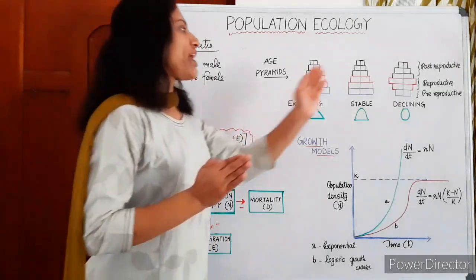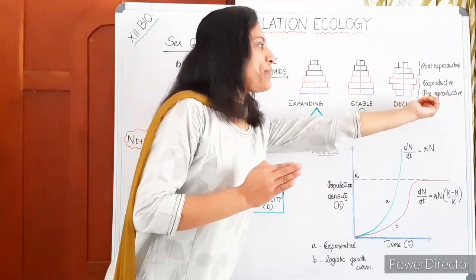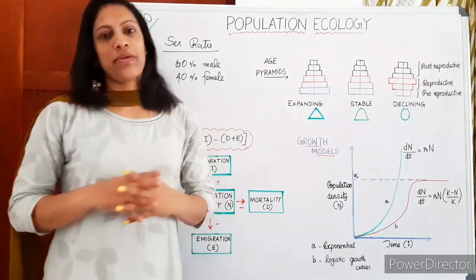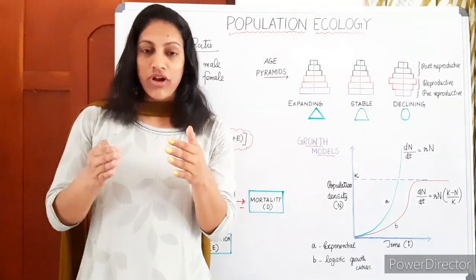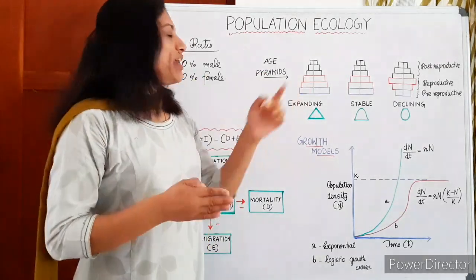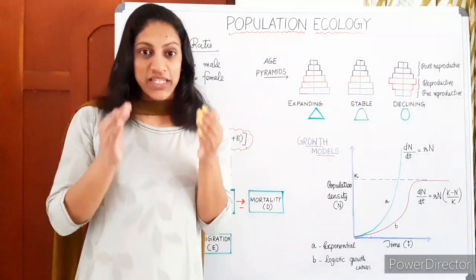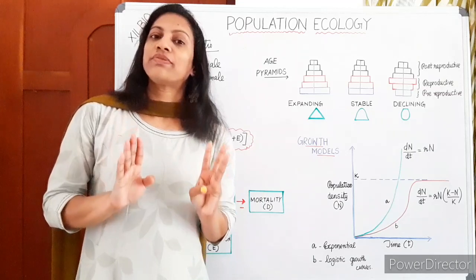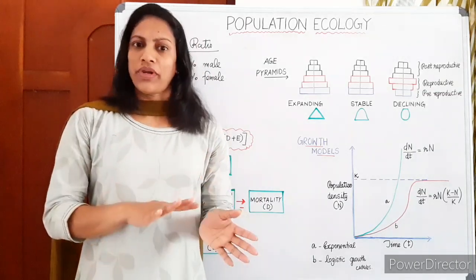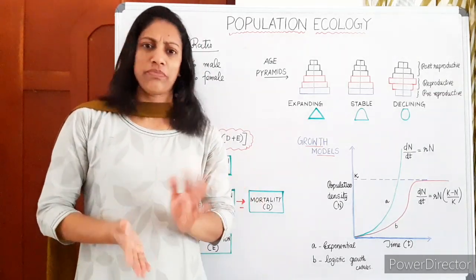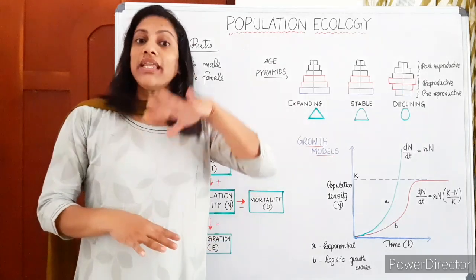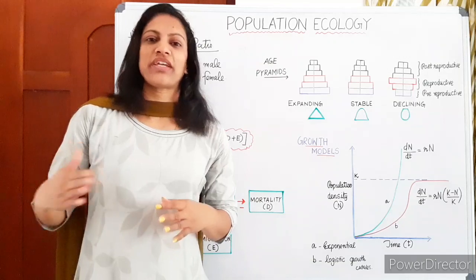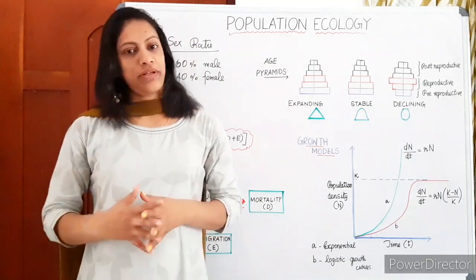The age groups can be defined as pre-reproductive age group, reproductive age group, and post-reproductive age group. Based on that, we are drawing age pyramids here. Just keep in mind, in a population there are 3 types of age groups. Pre-reproductive group, before marriage, before reproduction. Then youngsters, the reproductive group. Then the post-reproductive group, aged people.